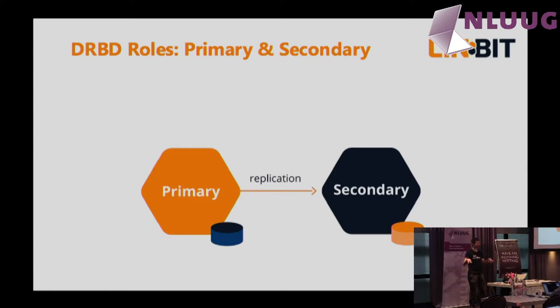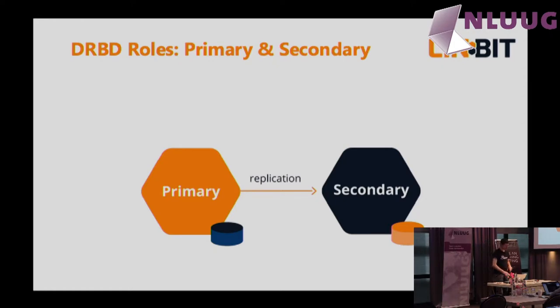So it's a completely synchronous replication in the default mode. You can change that and use DRBD in an asynchronous mode as well, where it does not wait for the remote system to confirm write requests before it returns to the application. That is mostly used for long-distance replication, and obviously less safe than the synchronous mode.